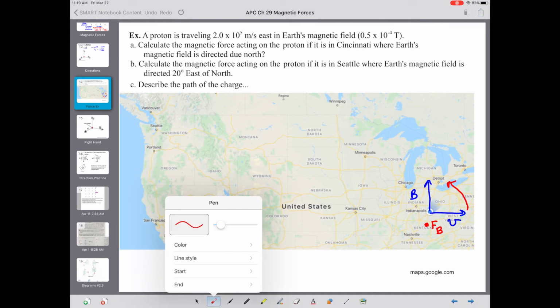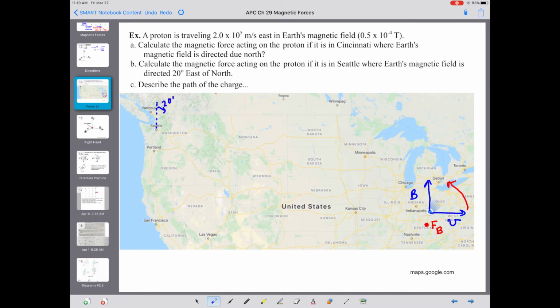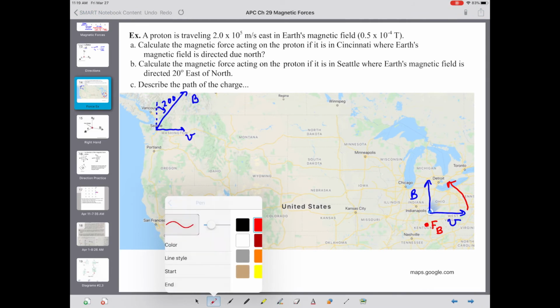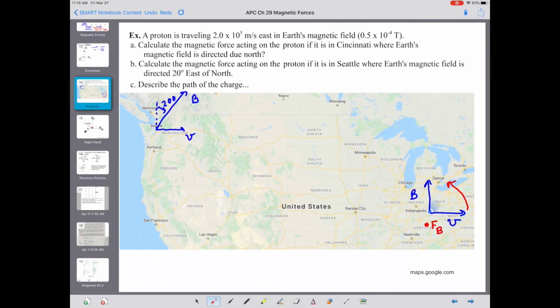When we're over in Seattle, now the magnetic field is not pointed straight north, but rather 20 degrees east of there. And so my magnetic field would be here. My velocity is still to the east. Now when we wrap fingers in the direction of V, wrapped into B, I rotate my fingers in that direction. My thumb is still going to point in the same upward direction.